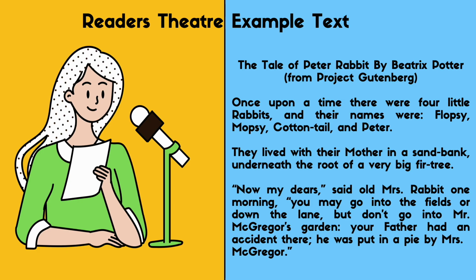Once upon a time, there were 4 little rabbits, and their names were Flopsy, Mopsy, Cottontail, and Peter. They lived with their mother in a sandbank underneath the root of a very big fir tree. "Now, my dears," said old Mrs. Rabbit one morning, "you may go into the fields or down the lane, but don't go into Mr. McGregor's garden. Your father had an accident there. He was put into a pie by Mrs. McGregor."